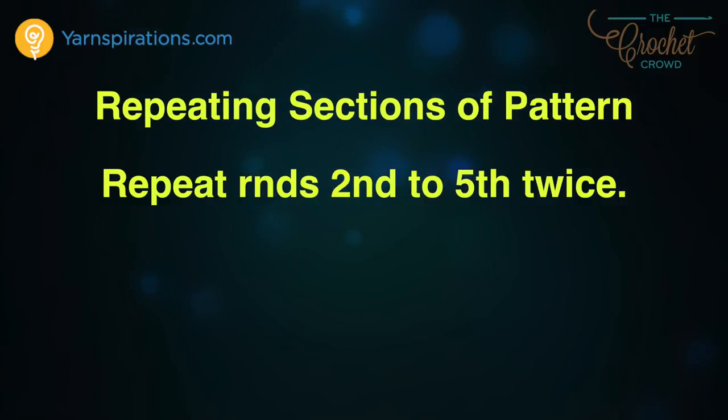Repeating sections of a pattern. So it has here repeat rounds number 2 all the way to 5 twice. So you can see 2nd to 5th twice. It simply means that you need to go back and redo the instructions from rounds number 2, 3, 4, and 5, and then once done you do it again for a second time because it's indicating twice. So this is a continuation in the pattern, and you're doing as instructed in order to continue to build onto your project. So you just have to go back and repeat the rounds or rows that it indicates.